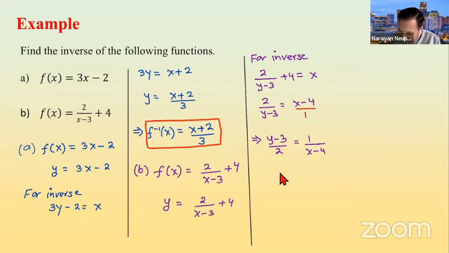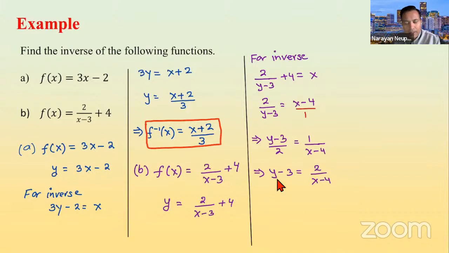So in the next step, if I move that 2 to the other side, it will be y minus 3 equal to 2 over x minus 4. So when we move this 2 to the other side, it will multiply the fraction. 1 over x minus 2 times 2 will be 2 over x minus 4.